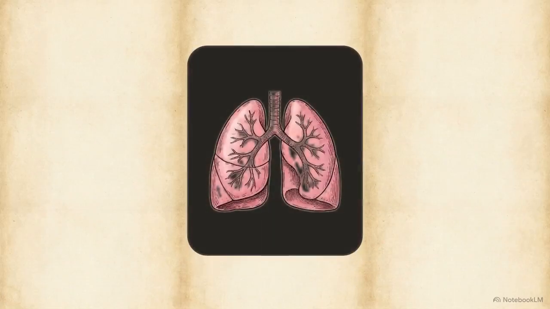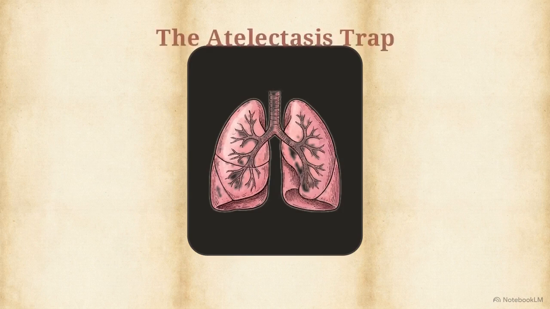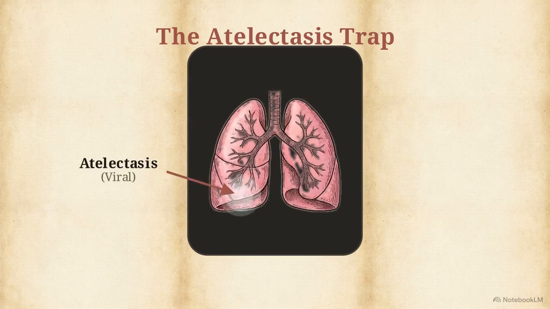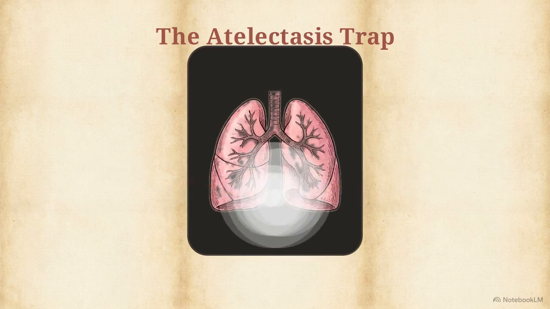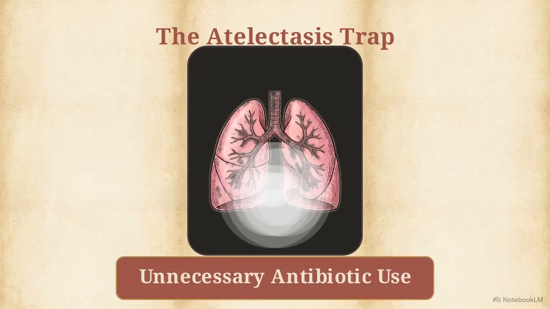This is the standard clinical reflex, ordering a chest radiograph to find an answer. But in the pediatric airway, the image is often a lie. This is the atelectasis trap. Viral bronchiolitis causes lung collapse that perfectly mimics bacterial consolidation. This ambiguity is why guidelines recommend against routine outpatient imaging. It often just encourages unnecessary antibiotic use.